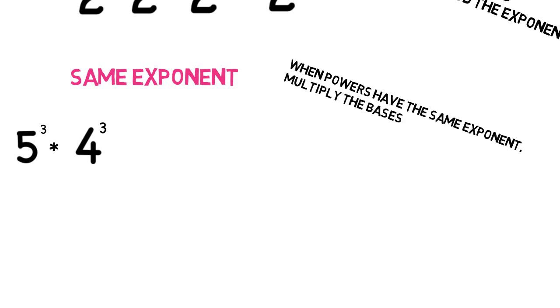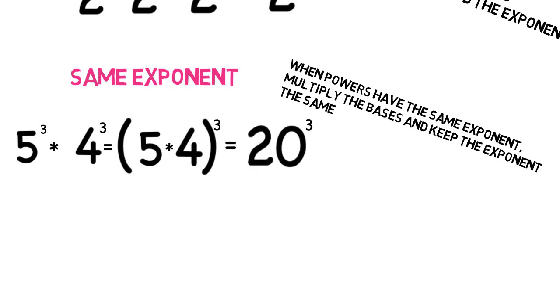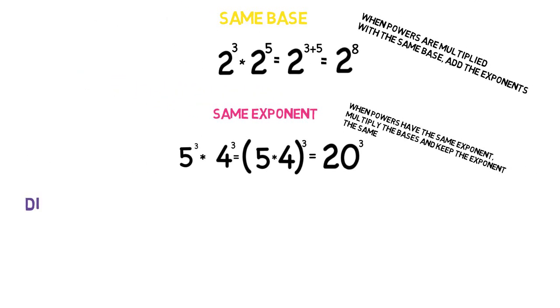Now our same exponent property states that if we have two powers with the same exponent, so for this example, 5 to the 3rd times 4 to the 3rd, we can keep our exponents and multiply the bases. So 5 to the 3rd times 4 to the 3rd will become 5 times 4 raised to the 3rd power. This then becomes 20 raised to the 3rd power because we multiplied the 5 times the 4.